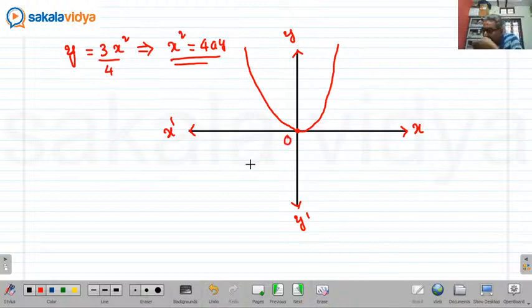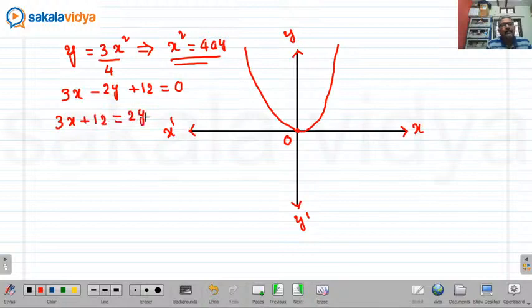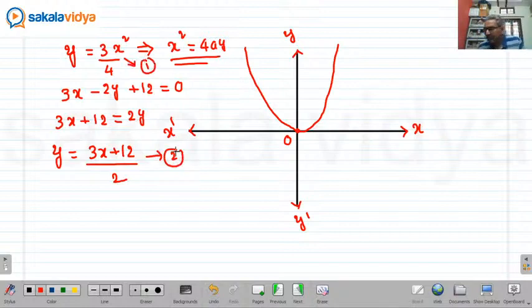So next, the line. Here the line equation is given as 3x minus 2y plus 12 equals 0. We can write 3x plus 12 is equal to 2y, whereas y equals 3x plus 12 upon 2. This is the second equation, and this is the first equation, right?